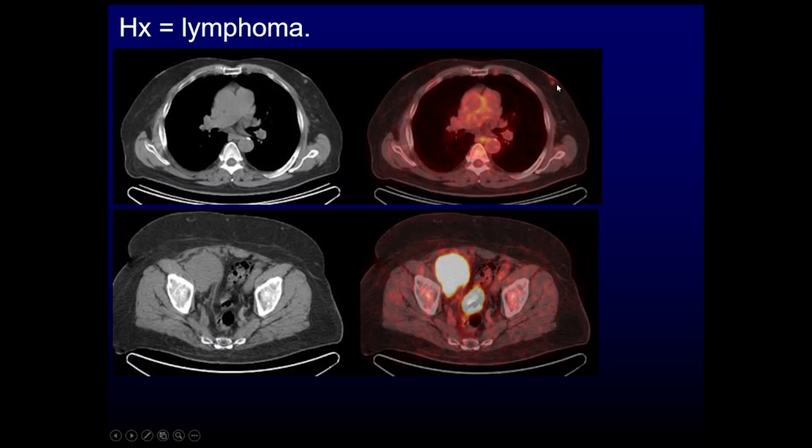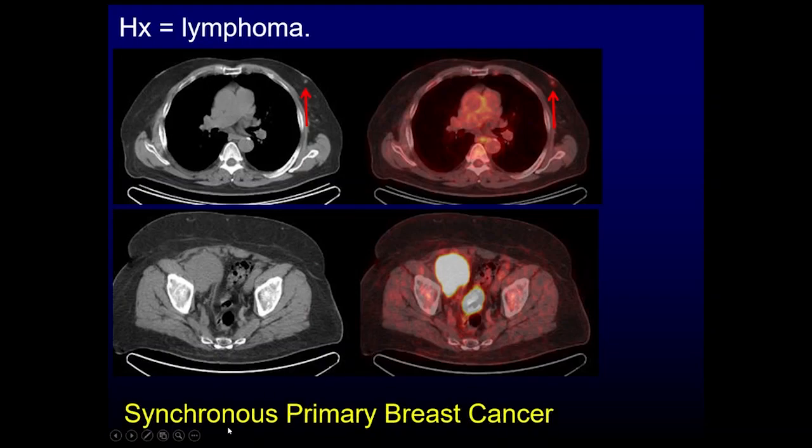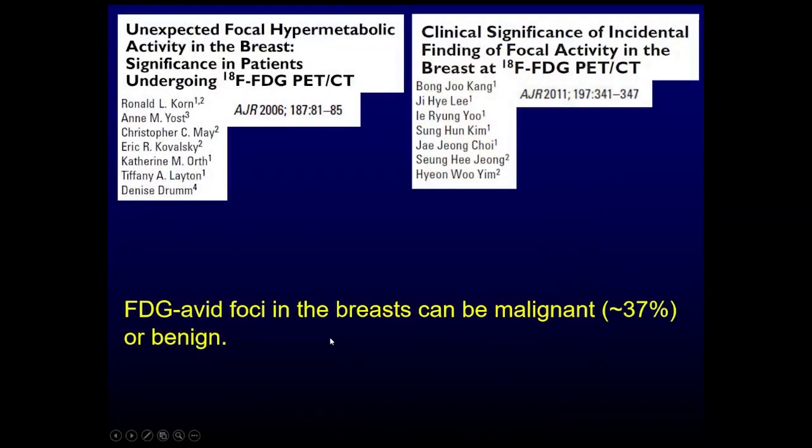It could be. So mammography and ultrasound is the appropriate workup for an incidentally identified FDG avid lesion within the breast. And this patient underwent mammography, ultrasound, and subsequent biopsy. This one turned out to be a synchronous primary breast malignancy. So this was lymphoma, and an incidental breast malignancy was found on the FDG PET-CT. So incidental foci in the breast can be either benign or malignant, and the appropriate workup is a dedicated mammogram and/or ultrasound, depending on the age of the patient, and biopsy when appropriate.